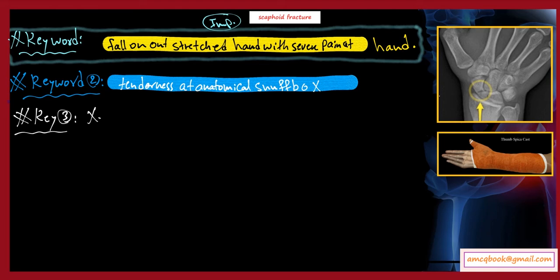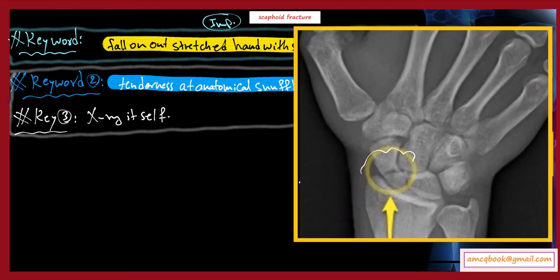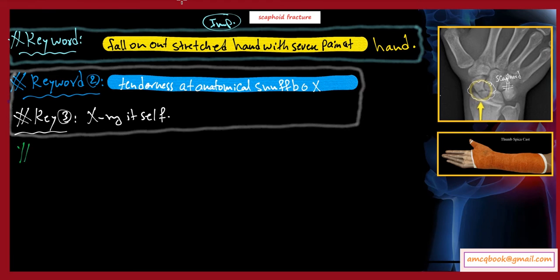And the final keyword is the X-ray itself. If you look at this X-ray, this represents scaphoid fracture. And if you find an X-ray like this in the AMC exam, this means scaphoid fracture.